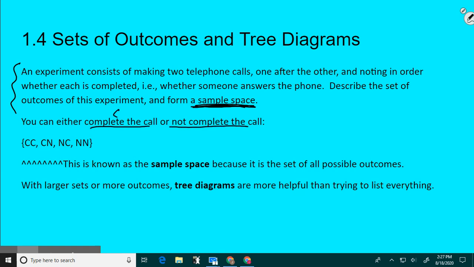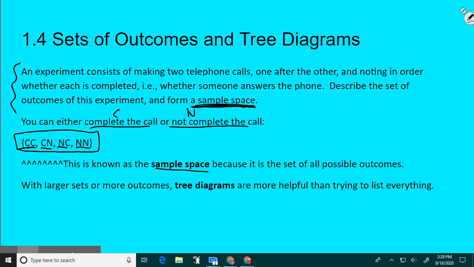So basically, I can either complete the call or not complete the call. So we use C and N to represent that. If I'm just making 2 calls, I could have complete, complete; complete, not complete; not complete, complete; or not, not. That list is known as the sample space. It's a set of all possible outcomes. So you find all the outcomes, that's a sample space. This one wasn't bad to come up with.